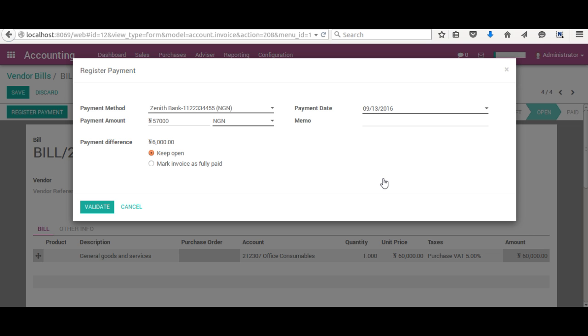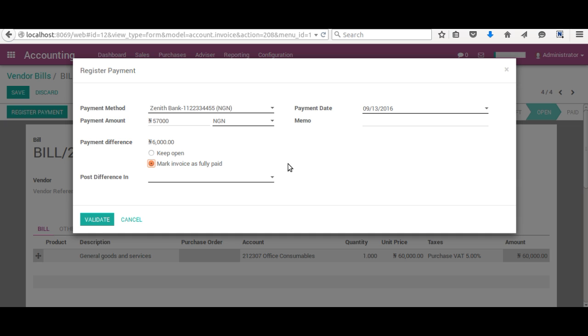So this needs to go to some account where we can keep track of the fact that that money has actually been deducted. The 57,000 is full and final payment to the vendor, but this 6,000 is something that I'm deducting so that I can pay to government. Because the 57,000 fully settles the vendor, I'm going to choose the option that says mark invoice as fully paid.